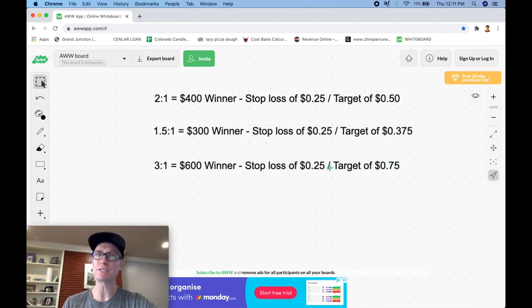And if you don't understand how to calculate your stop loss and your take profit and your number of shares you should be taking so that you can control your risk, I'm gonna pop a video up here in the corner. Check that video out. That'll really help you with figuring out how to come up with your exact share size. So with 3 to 1, 75 cents.